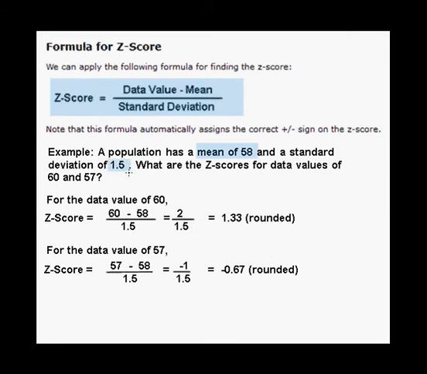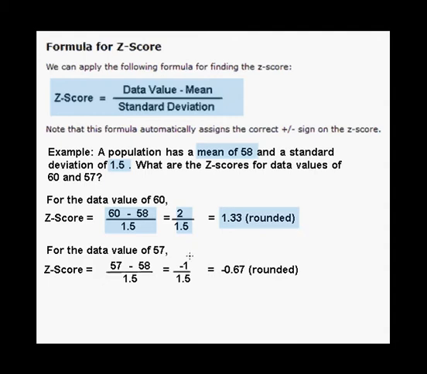What are the z-scores for the data values of 60 and 57? For the data value of 60, we take 60 minus 58 and put it over 1.5 as a fraction, like our formula says above. That simplifies to 2 over 1.5. We divide that out and we get 1.3 repeating, so we usually round that to 2 places. And we get a z-value of 1.33.